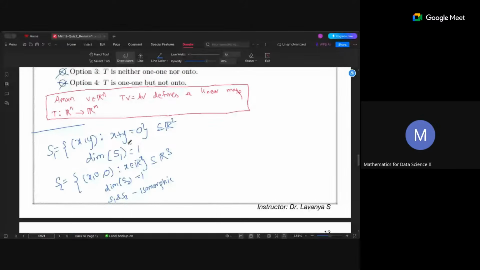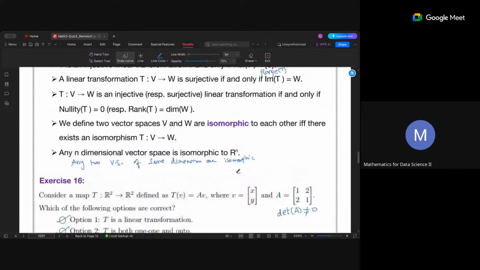So you can do it for any dimension. For example, if you take W1 to be, let's say, the entire R2, and W2 is simply the XY plane in R3, you know that W1 dimension and W2 dimension are both equal to 2, and hence W1 is isomorphic to W2. So this is what this statement tells: any two vector spaces of the same dimension are isomorphic. Clear?